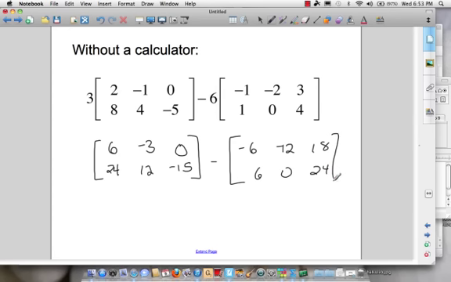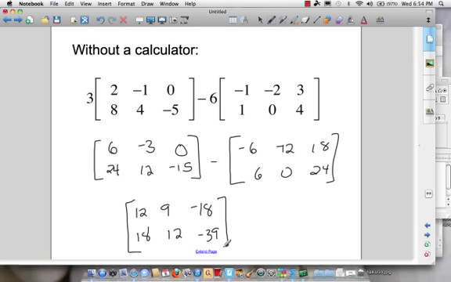And then you should be able to add or subtract. In this case, subtract, so 6 minus negative 6 is 12. Negative 3 minus negative 12 is 9. 0 minus 18 is negative 18. 24 minus 6 is 18, 12 minus 0 is 12, and negative 15 minus 24 is negative 39.